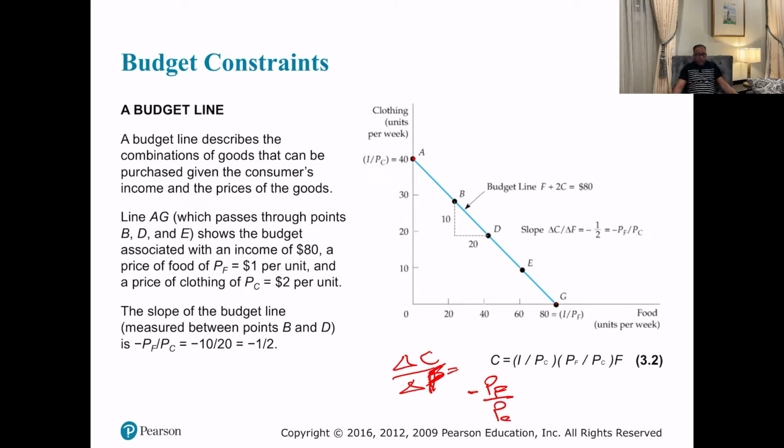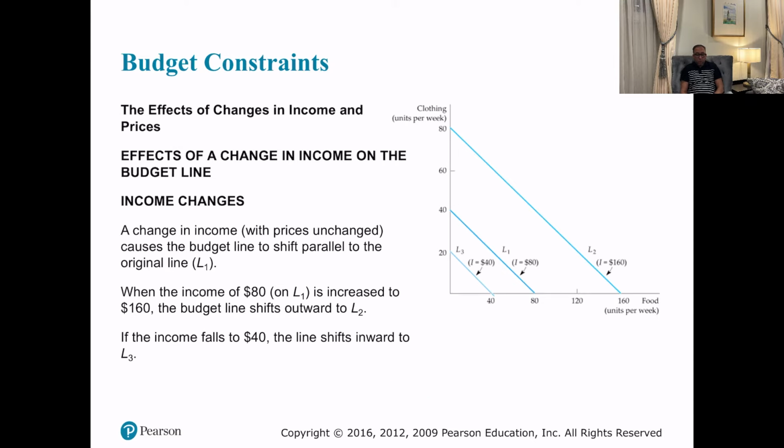The slope of the budget line between points B and D, or any other points, is constant because it's a straight line. It is minus PF over PC, which is the relative price of these two products: the product plotted on the x-axis divided by the product plotted on the y-axis. So it's going to be minus 1 by 2. The slope of this line is minus 1 by 2 all along the line. Now this budget line can shift inward or outward.